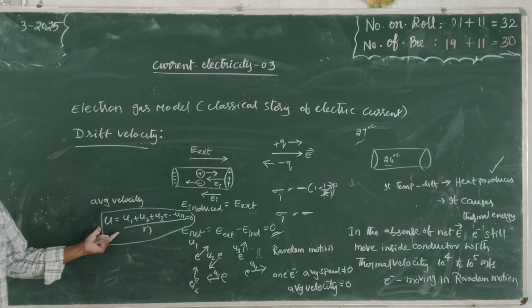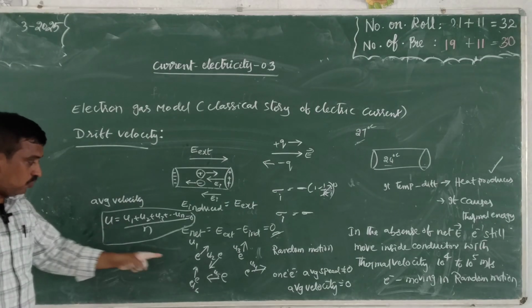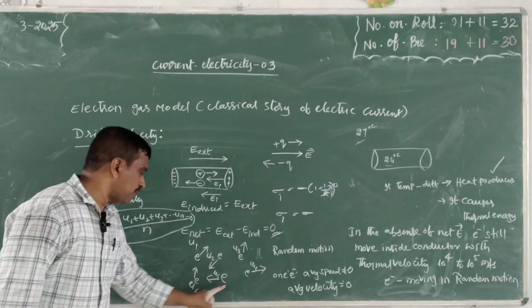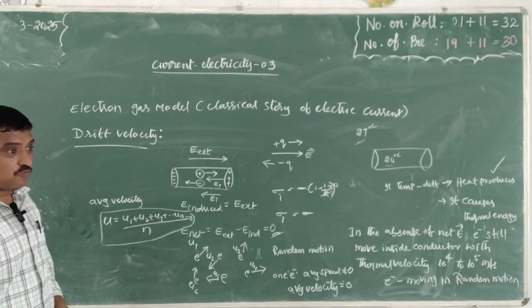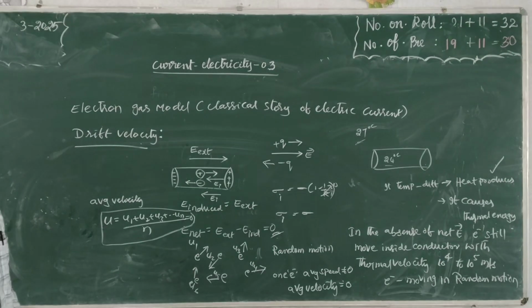That average velocity u equals u1 plus u2 plus u3 plus u4 plus u5 plus u6 and so on, divided by n, which equals 0. The average velocity of electrons inside the conductor is 0. The average speed is not 0.